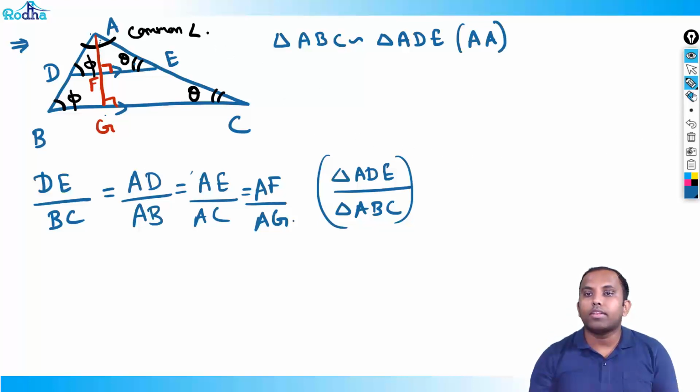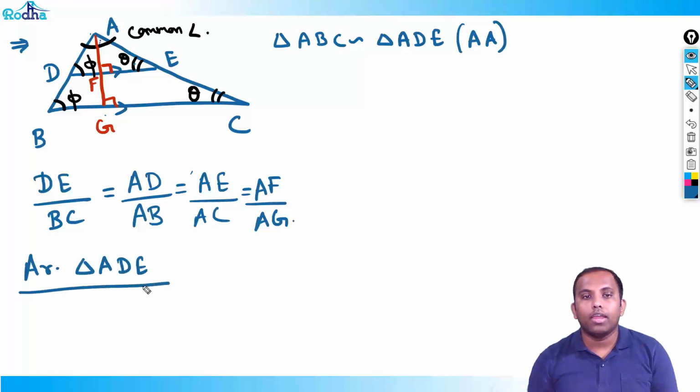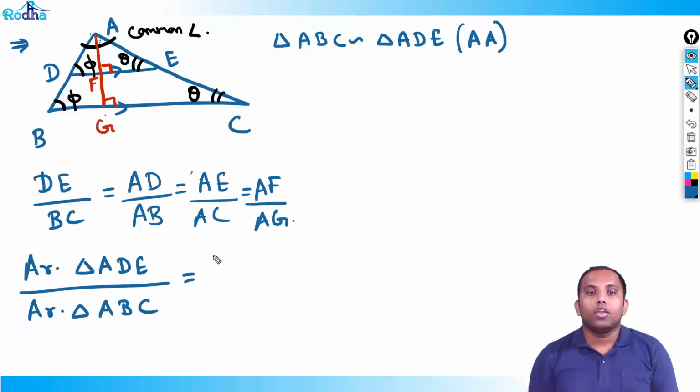Now if I have to take the ratio of areas also into account, right? So the second point I'm talking about. What is the second point here? The second point was, what is the ratio of the area of triangle ADE upon the area of triangle ABC? What is their ratio? ADE upon ABC, right?